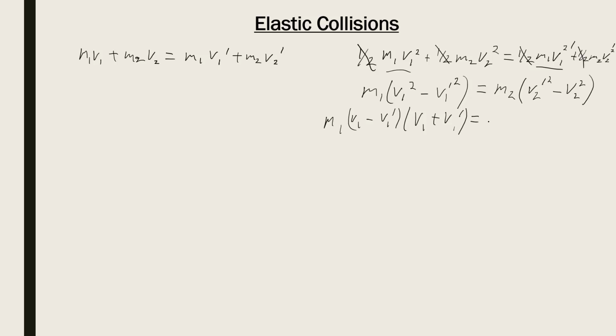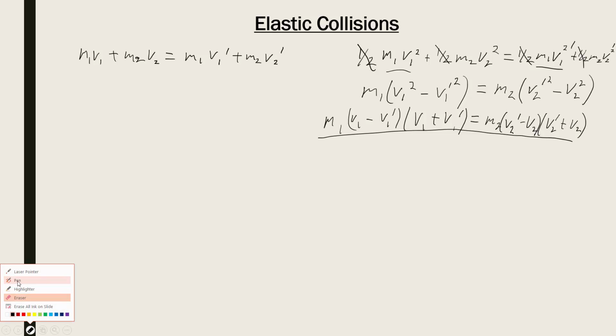Probably going to run out of space over here, but I'll cram it in there: m2 times (v2 prime minus v2) times (v2 prime plus v2). Hey, we made it. Alright, next step we're going to divide this whole thing by this equation here. Actually, back up. First of all, we're going to do what we did with our kinetic energy equation. Okay, grab my pen back.